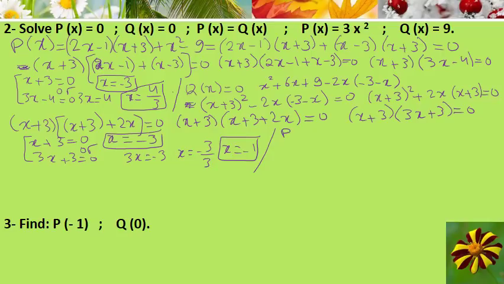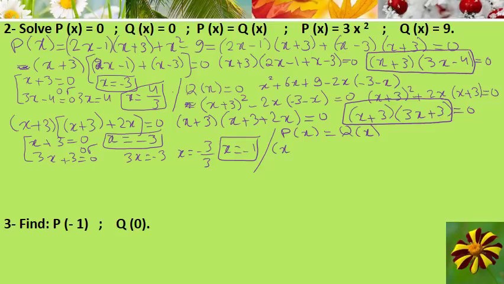No. Now we should solve P of x is equal to Q of x. To solve P of x is equal to Q of x, do we repeat from the beginning? No. What do we take? The factorized P of x and the factorized Q of x. So this is the factorized P of x. Do you see it? And this is the factorized Q of x. We only take these two, okay?